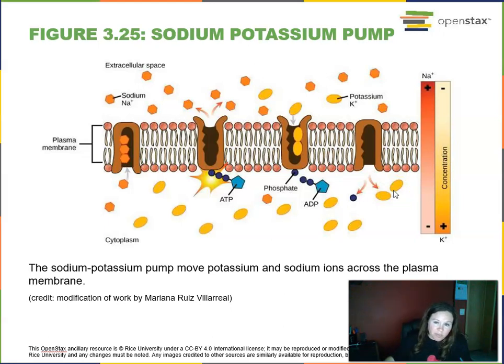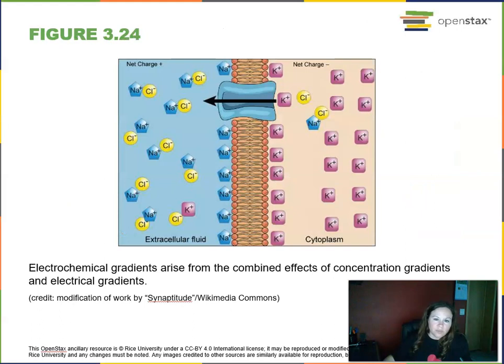So this is called the sodium potassium pump, and it's a great example of active transport, where we are pumping these ions against their concentration gradient, and we are using ATP energy to do that. In fact, as I mentioned, this is one of the ways that cells are using up a lot of ATP in your day, maintaining the electrical gradient across your cell membrane, the proper charge. There is another picture up here of the electrical gradients, how they arise from the combined effects of the concentration gradients and electrical gradients.